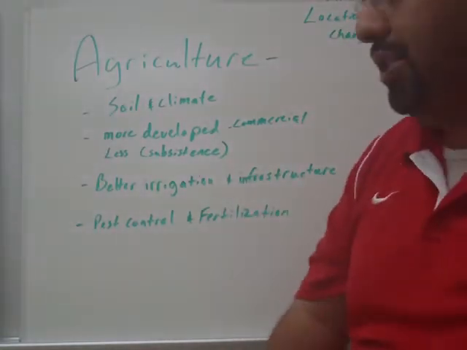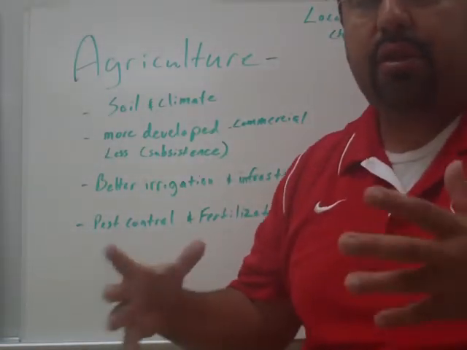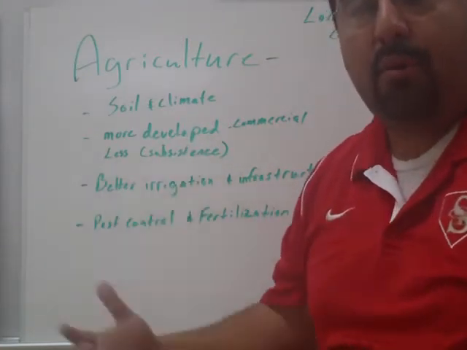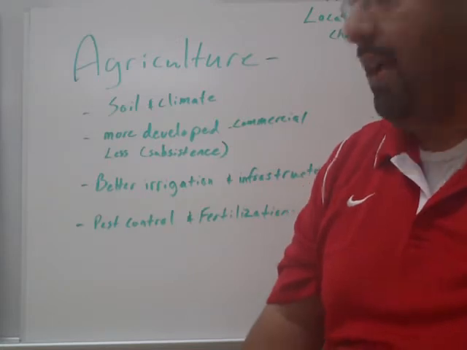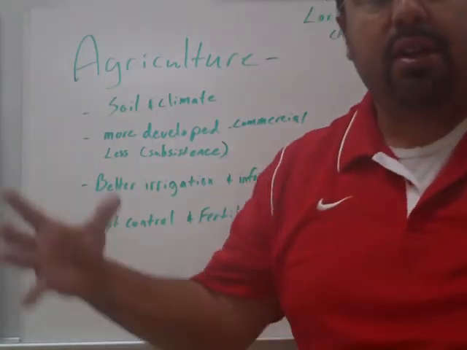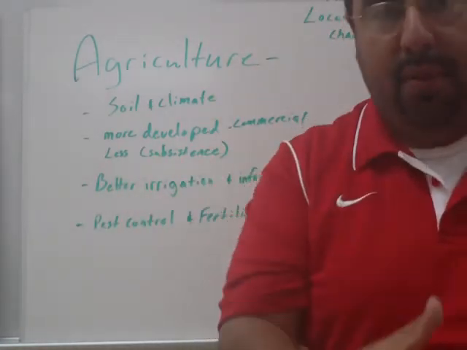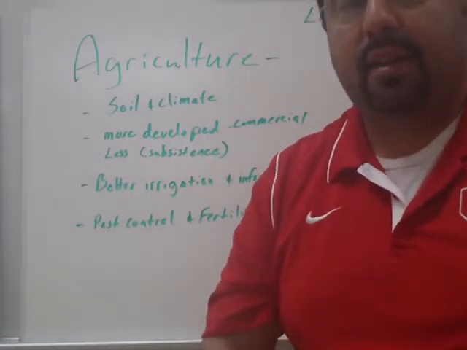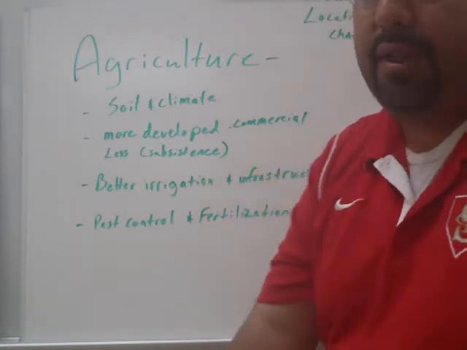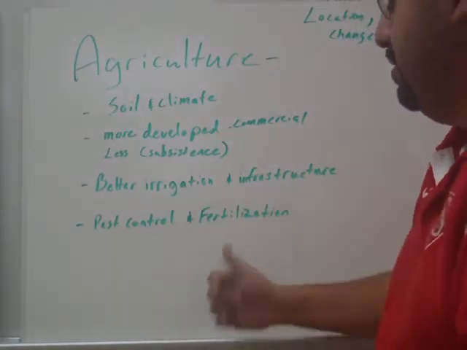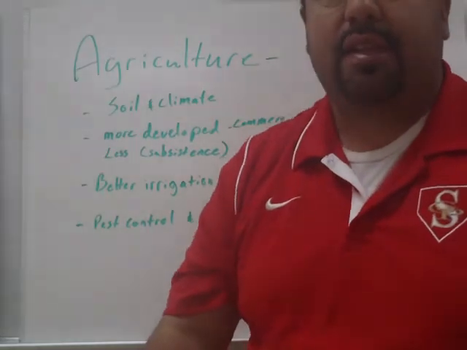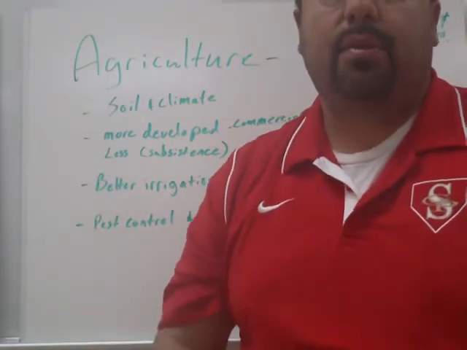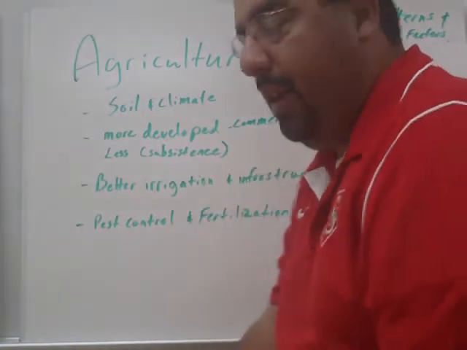Also, better irrigation and infrastructure. Agriculture is going to be located around those areas where they can get better water, more water that's readily available. And then infrastructure, the roads and ways to get the product that you're growing to the market. If you can't get it to the market, then the product's not going to be very valuable to you or anybody else. Then pest control and fertilization. Obviously, if you have better pest control and fertilization, that's where you're going to want to have your agriculture.